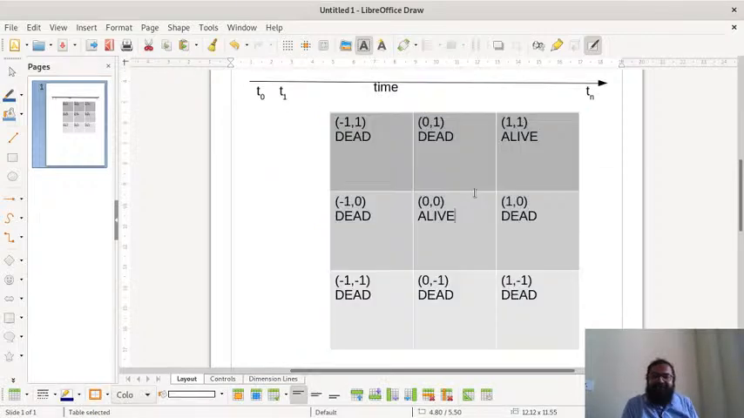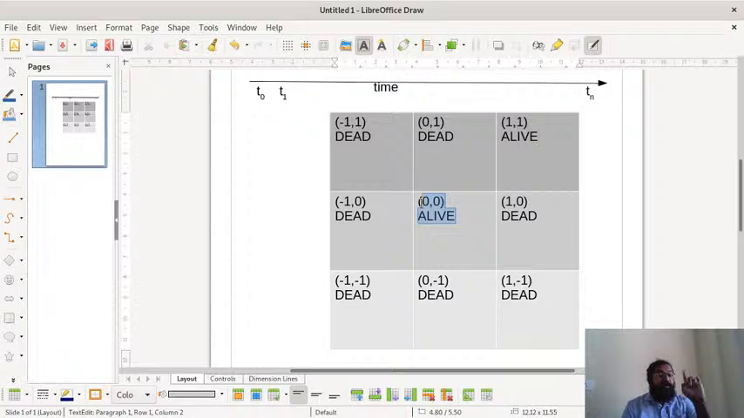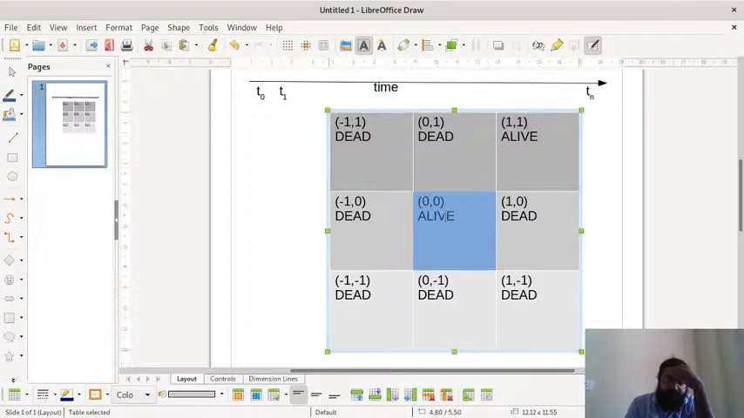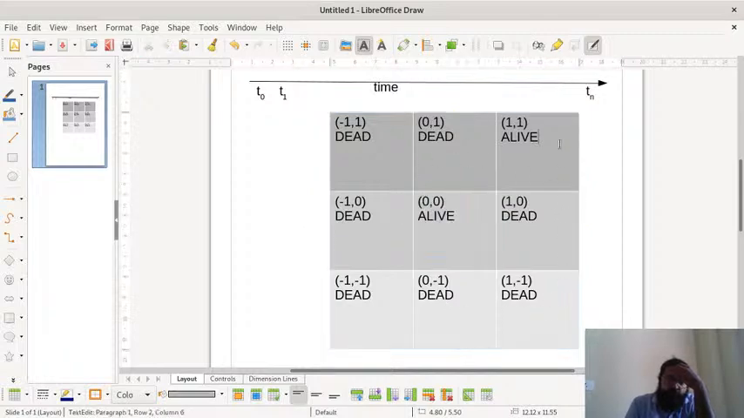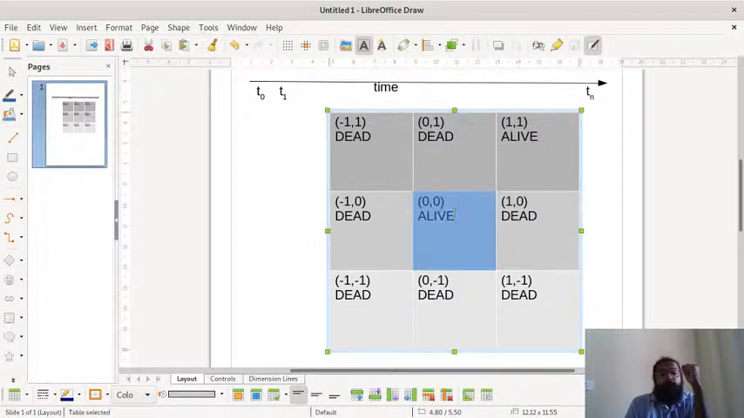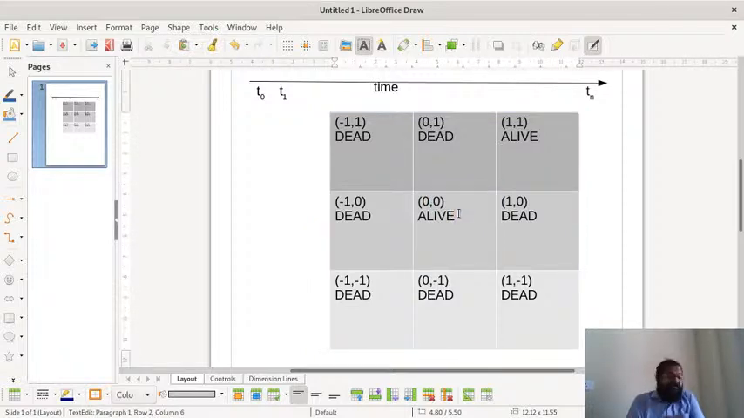Anyway, so this is the cell that we are considering at present. It will look at all the 8 neighbors, and you can see that out of all the 8 neighbors, only 1 neighbor is alive. So that is fewer than 2 neighbors alive around this particular cell, which means that in the next transition this one will become dead.